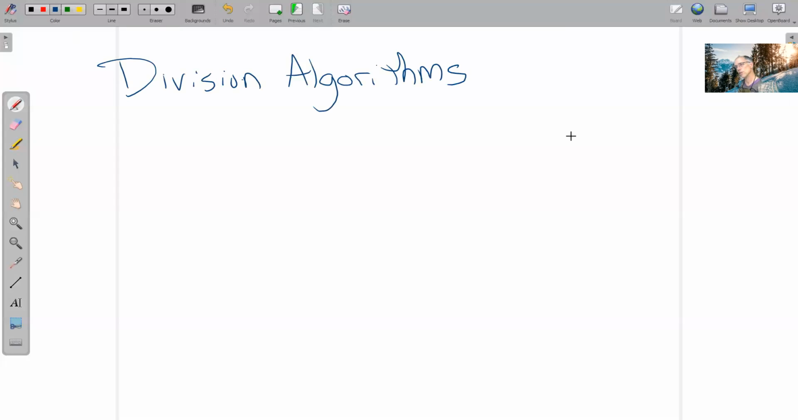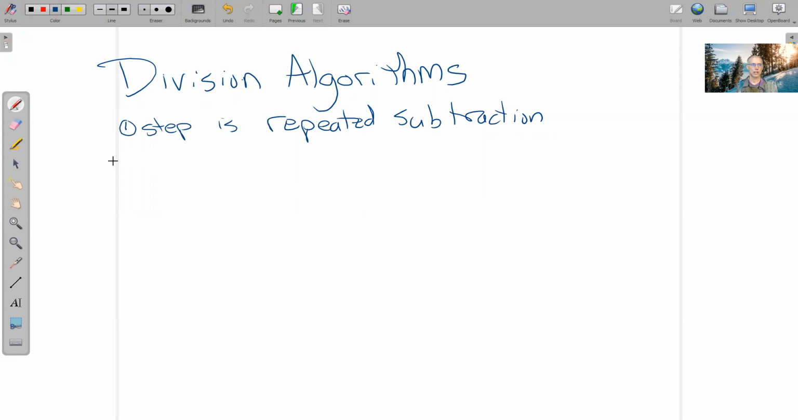So I would say the first of the division algorithms, the most basic one, comes from the model. Okay? So our first step at an algorithm is the idea of repeated subtraction. And if we look at, for example, 18 divided by 5, I just want to keep subtracting 5.